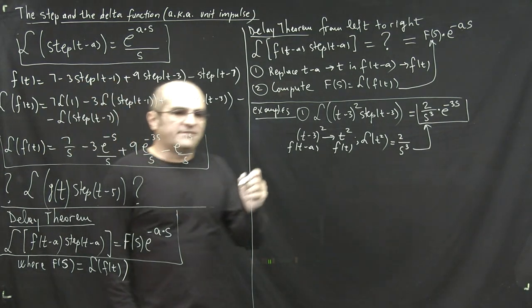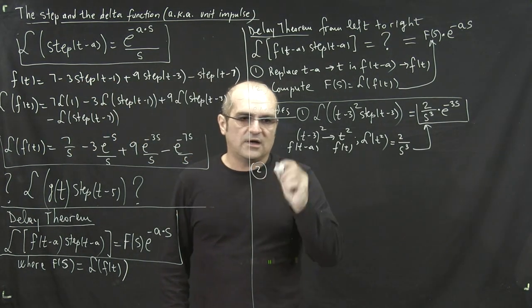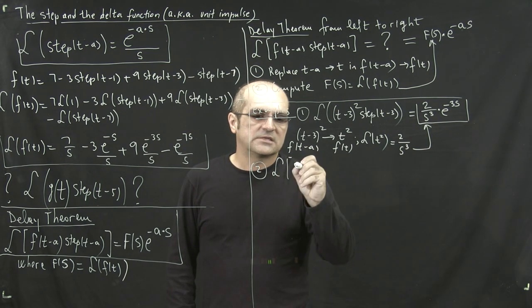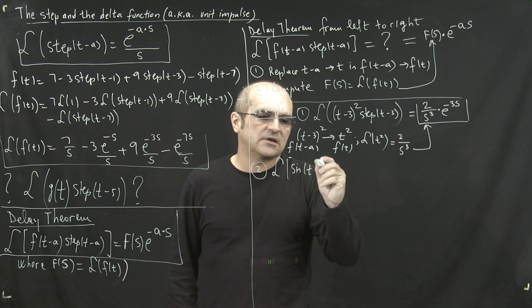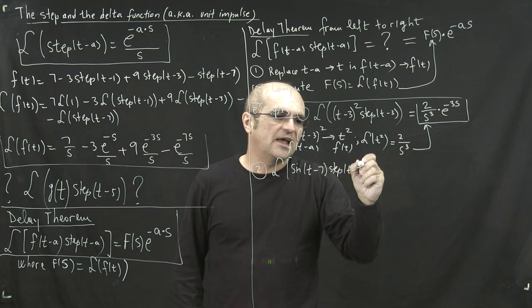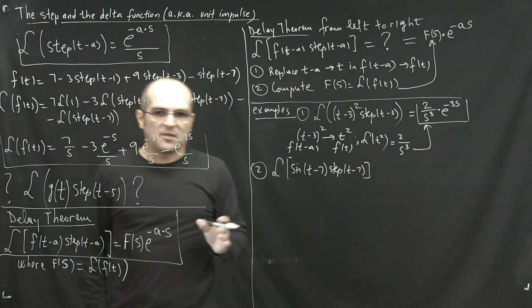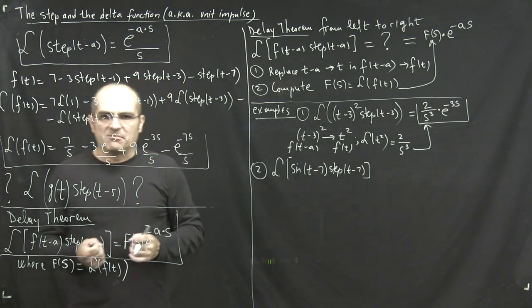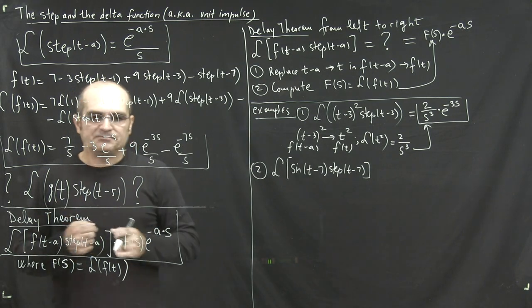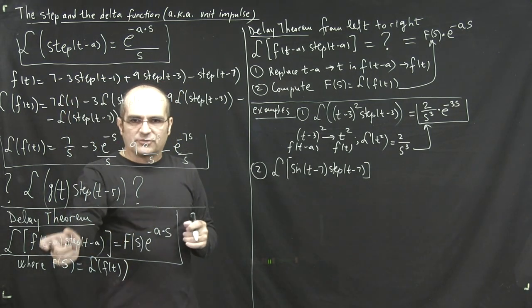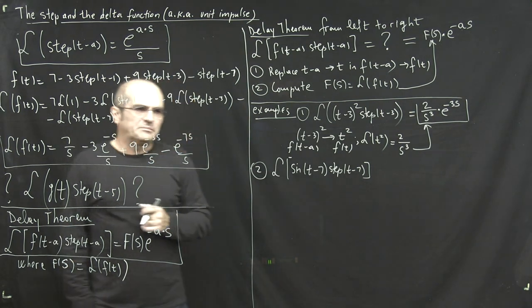Let's do a trigonometric function. So let's suppose you have, let's say, Laplace of sine of t minus 7 times step t minus 7. Notice again, I purposely wrote the problem in the appropriate form for the delay theorem. We're going to do an example when that's not the case, when you have to do a little bit of algebra tricks to write it in that proper form.